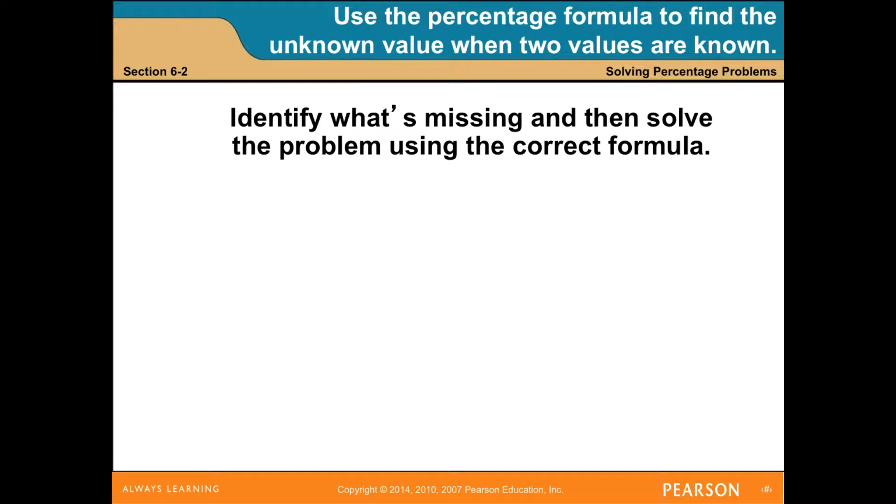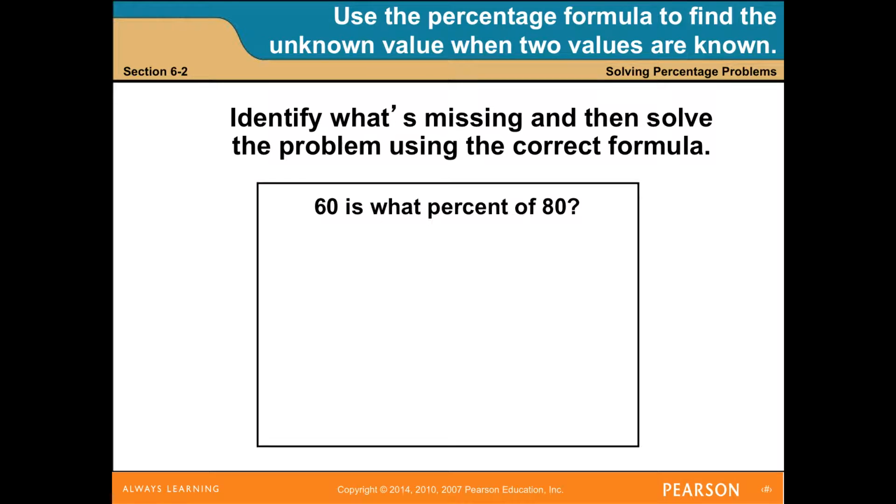Identify what's missing and then solve the problem using the correct formula. 60 is what percent of 80? R equals P over B. R equals 60 over 80, so it's 75%.